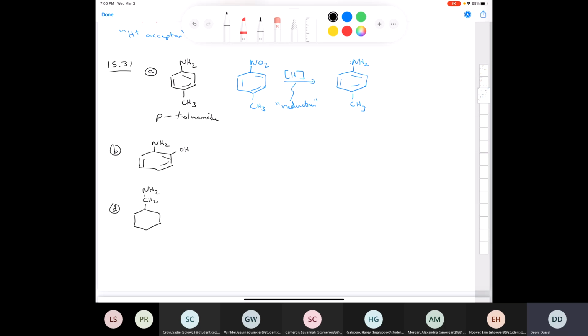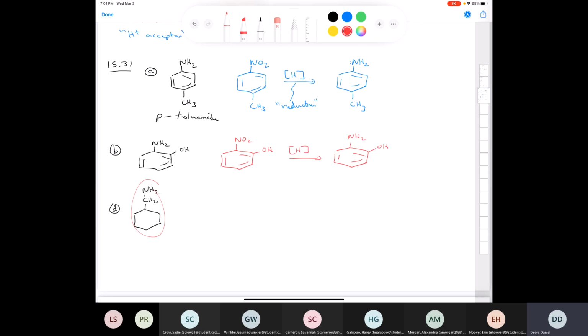Okay, so for the second one, since it's an aniline derivative, you would do basically the same thing. You'd start out with the nitro group instead of the amine, and you would treat that with reduction conditions, and that would reduce the nitro to the amine, and so that is how you would do that one.